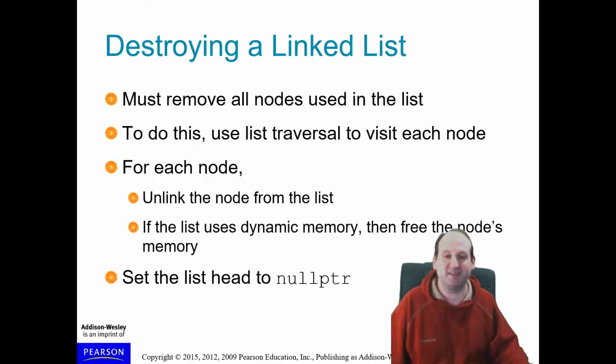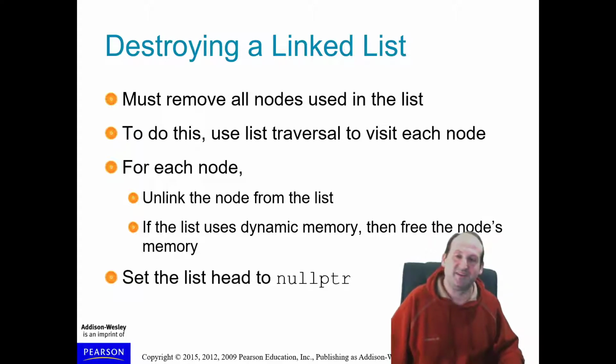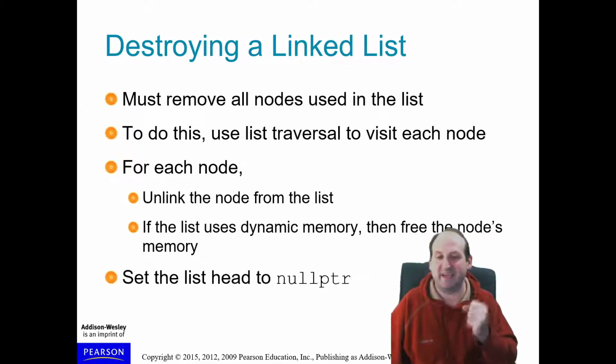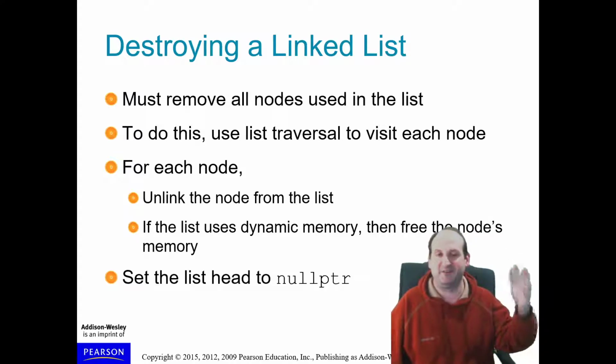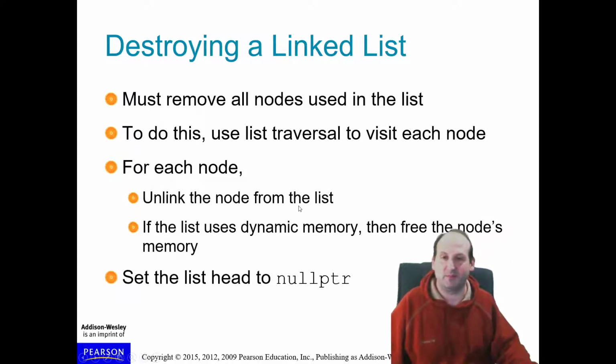It's a little tricky, and again, we'll see this in a future video. But we have to remove all the nodes, and we have to traverse every node. We have to unlink the nodes and delete all the dynamic memory as we go. And then just to be safe on the end, we should set the head back to null pointer so we don't have any dangling pointers going off to data that will crash our program.